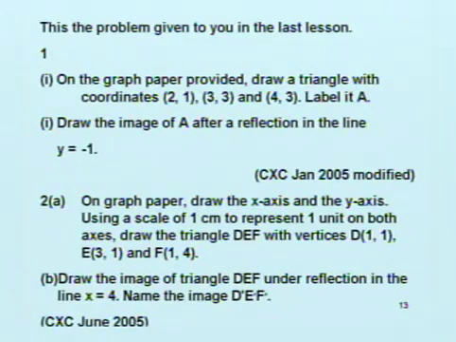This is the problem given to you in the last lesson. Two problems. Problem one. On graph paper provided, draw a triangle with coordinates (2, 1), (3, 3), (4, 3) and label it A. Part 2. Draw the image of A after a reflection in the line y equals minus 1. Question taken from CXC January 2005 with slight modification.